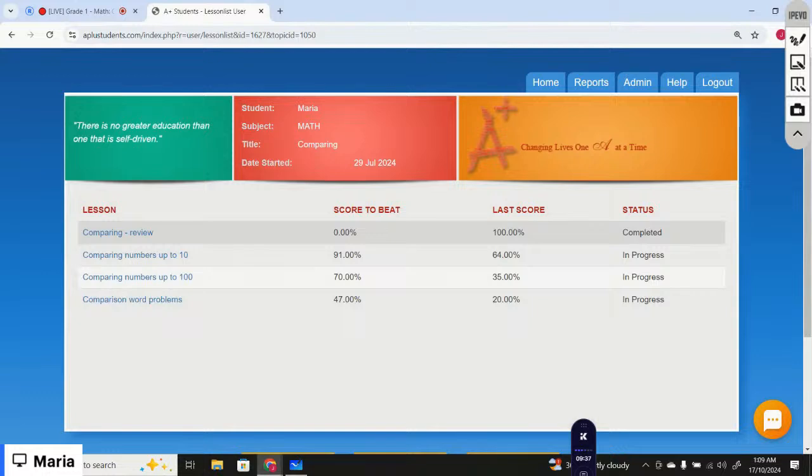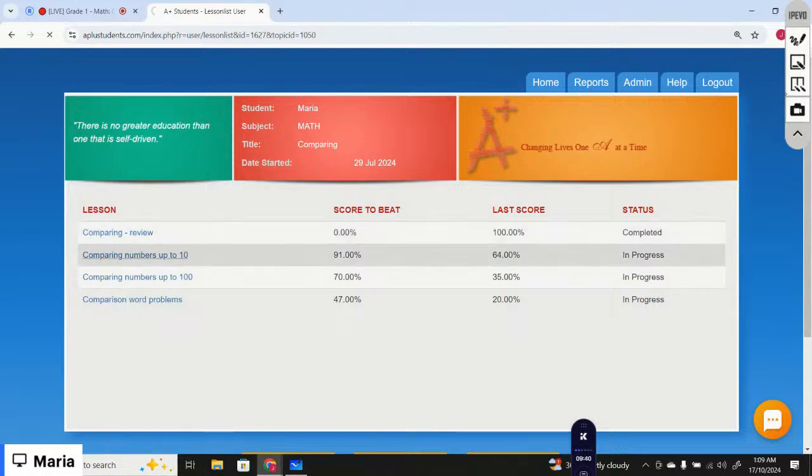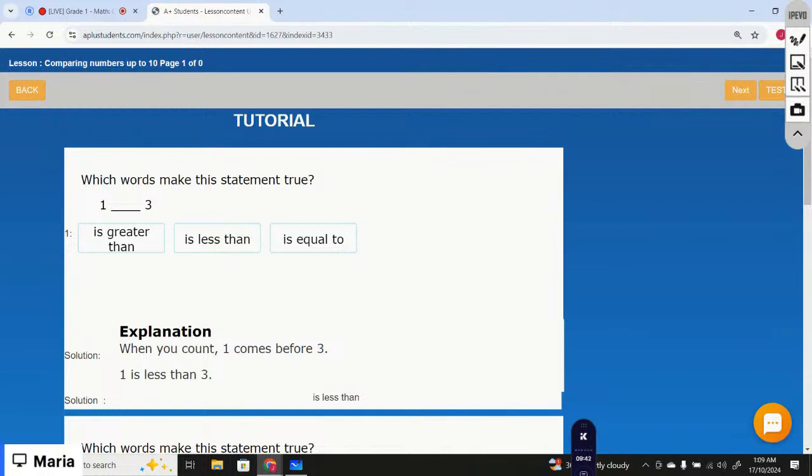So now we're going to learn how we compare the numbers, right? Which words make the statement true? 1 and 3. So basically, when we count, we have 1 first, like 1 comes before 3, isn't it? 1, then 2, and then 3. So when counting, 1 comes before 3. So if a number comes before the other one, then that means it is less than the other number, right?